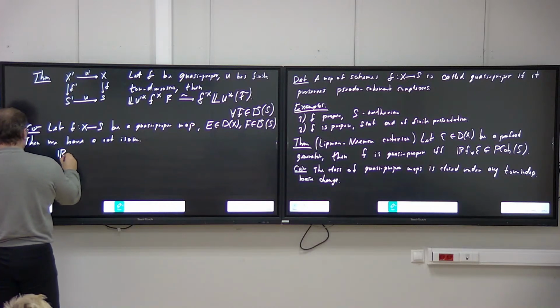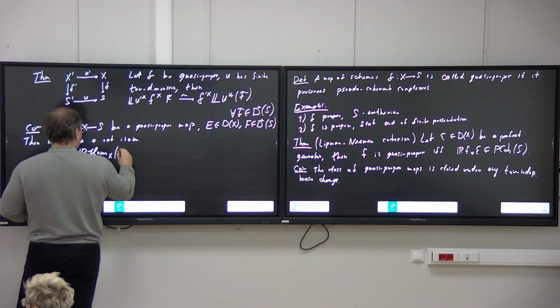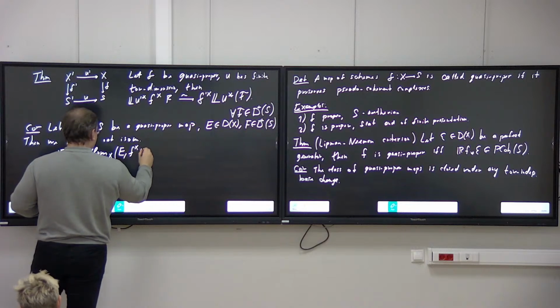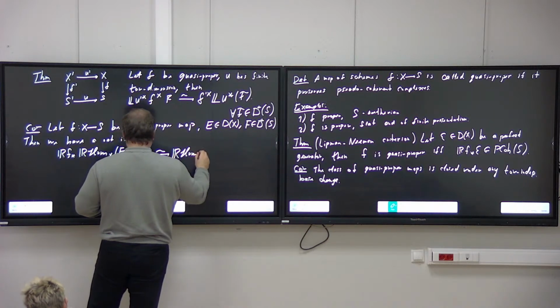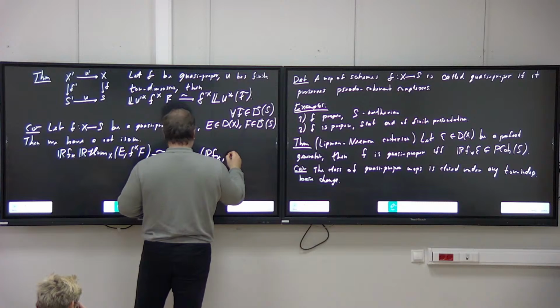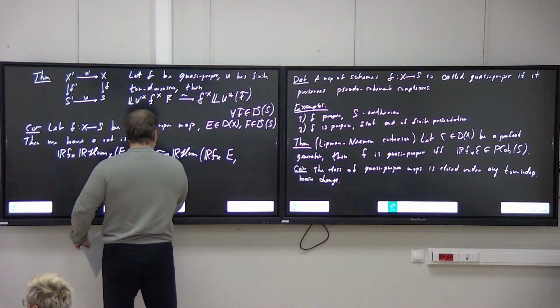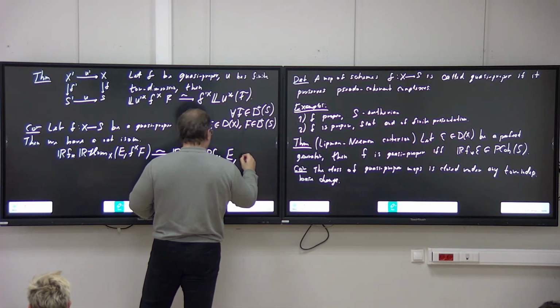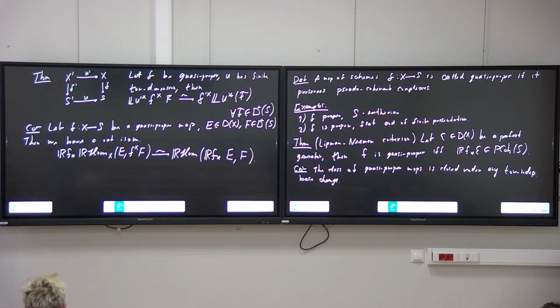We take the pushforward Rf_* applied to the derived Hom from E to f upper shriek of F, and this is quasi-isomorphic to the derived local Hom, R Hom, from Rf_* E to F. And you can call this a Grothendieck duality for quasi-proper maps, right?